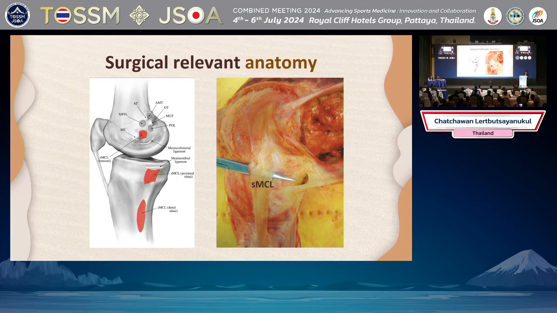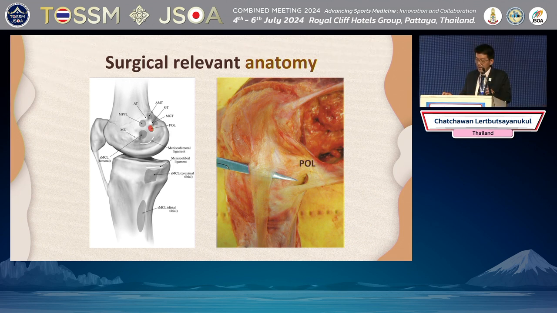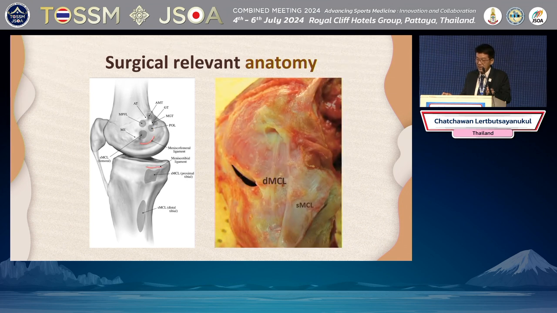The anatomy of the medial side of the knee is very important for reconstruction. There are three main ligaments that provide medial knee stability. The former speaker also talked about this, so I have to skip. The first is the superficial MCL, as you know. The second one is the POL, or posterior oblique ligament. It combines the MCL and POL. If combined MCL and posteromedial corner injury occurs, patients may develop anteromedial rotational instability, or AMRI. And the last one is the deep MCL.